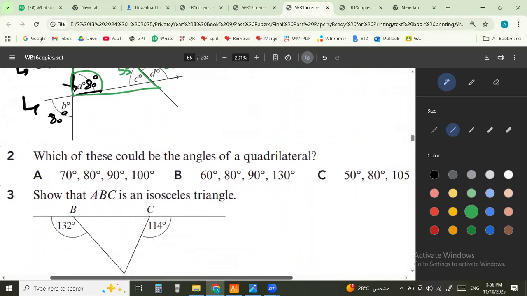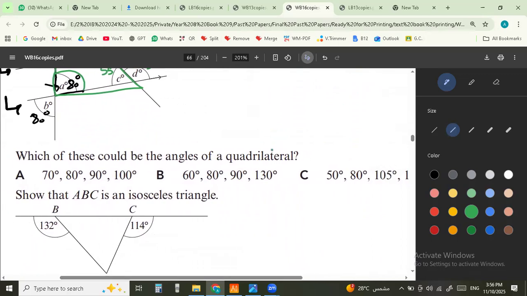All right, which of these could be angles of a quadrilateral? We know that a quadrilateral is 360 degrees, right? So the four angles, the four that add up to 360, we need to determine them. You're going to find that 70, 80, 150, so 250, that's going to add to 340. Definitely no. This is not a quadrilateral.